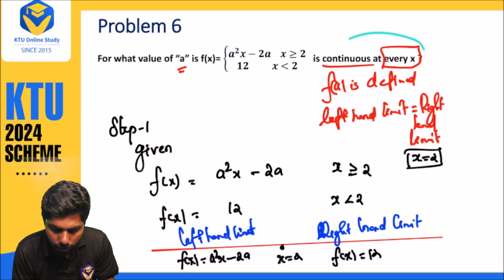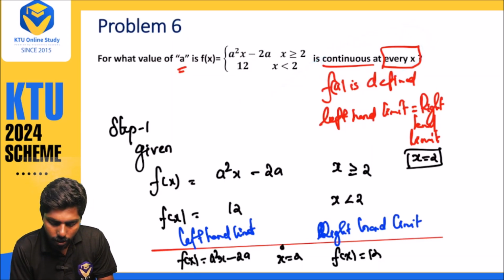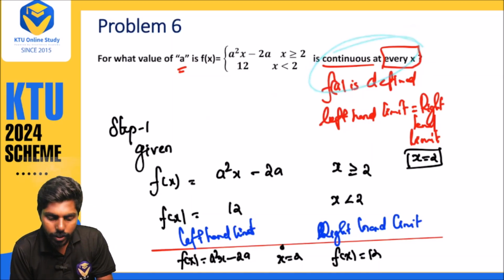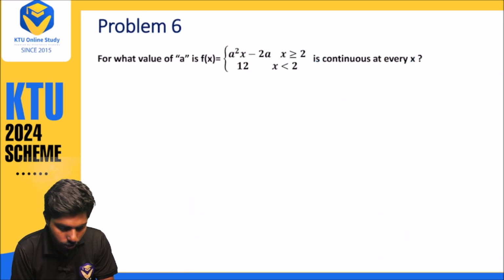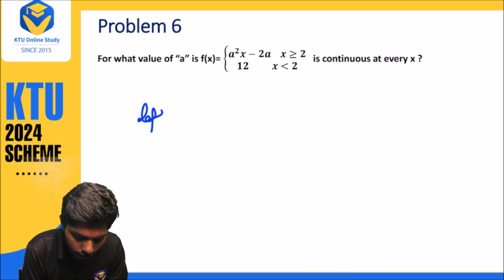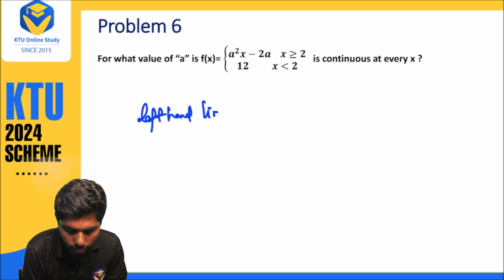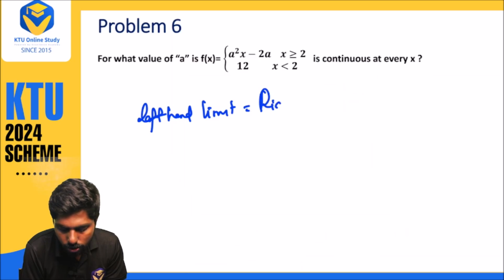What is the condition they have given? It is continuous. So we know they have given continuous. Continuous means, what is our second condition? What is our second condition? That is nothing but left hand limit is equal to right hand limit.